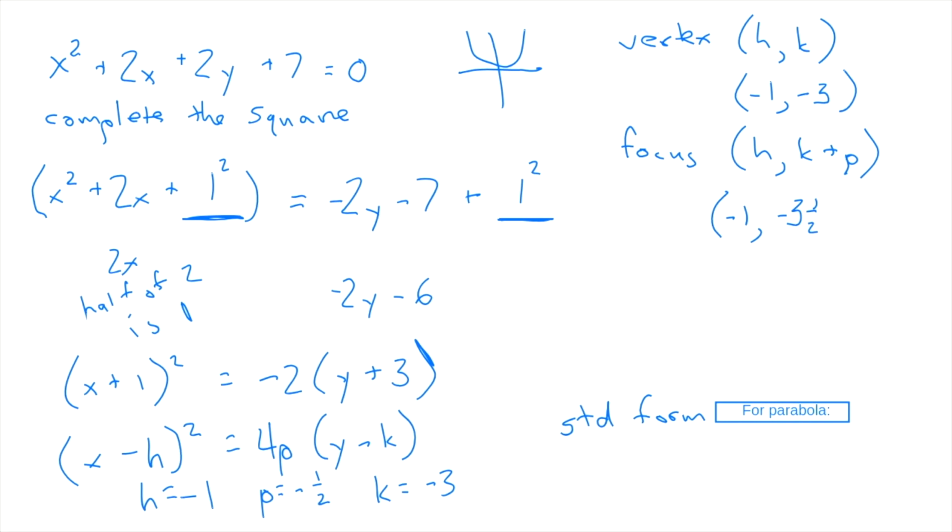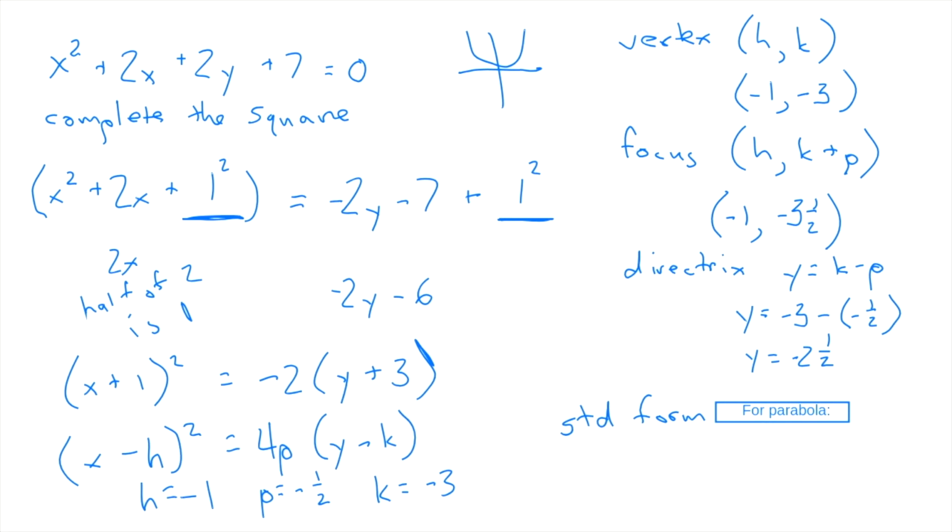What else do they want to know? Typically, they want to know the directrix. The directrix is a line. It will have a formula like y equals k minus p. Again, k is negative 3, and I subtract p. I'm subtracting a negative, so I will add it. That means y equals negative 2 and 1/2. That's how you do one of those with completing the square.